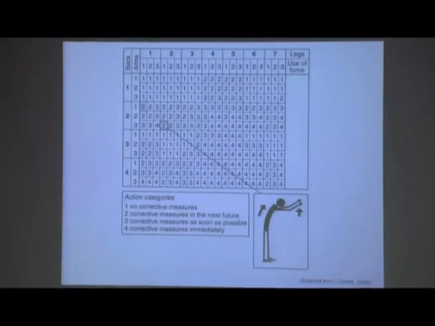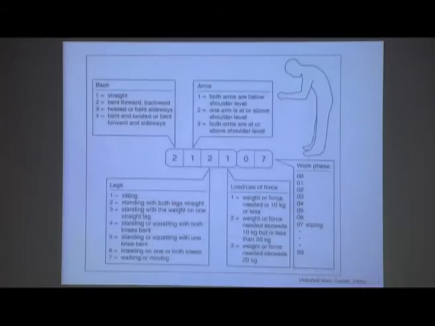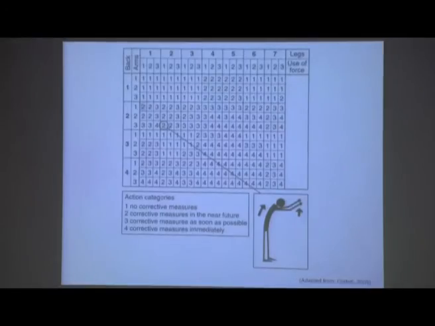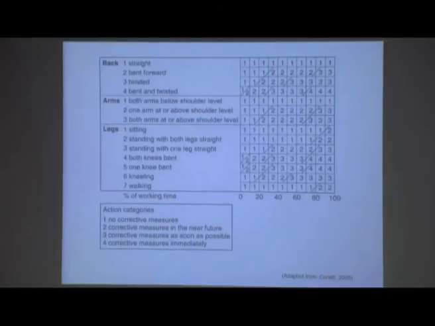So in this case, our grand score is, after putting all these things for back, arm and leg, coming to final score 2. If final score is 2, then in this particular example, it is coming that corrective action or corrective measures is required in near future. So that is not that much problematic. Now this was just momentary observation.